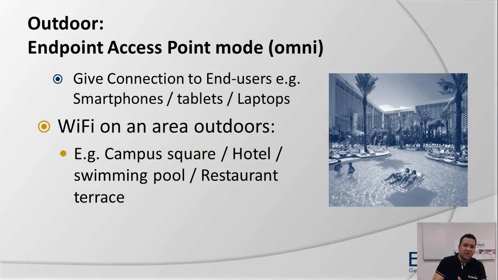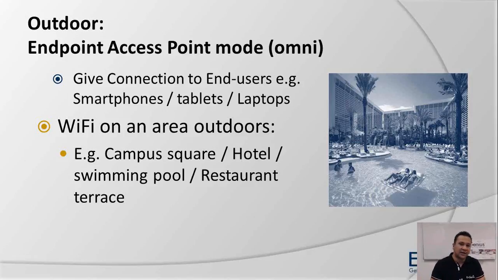So I would like to start with the endpoint access point mode, which is how I always call it. This mode is actually the most basic mode you can have for a wireless deployment, as you have an access point, so the basic mode is the access point mode. And in the endpoint access point mode, the access point is the final point in the deployment, the point that connects your network to the client, to the smartphone or tablet or laptop, etc.